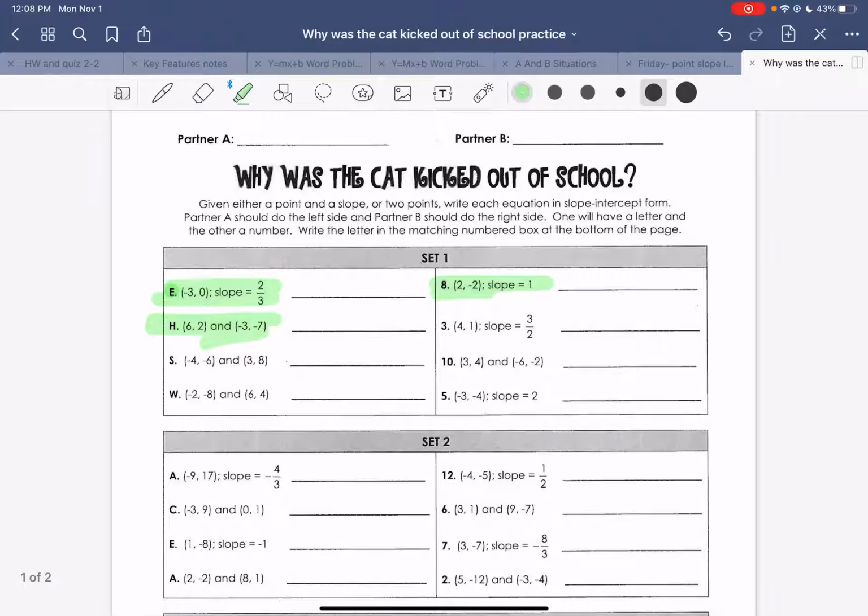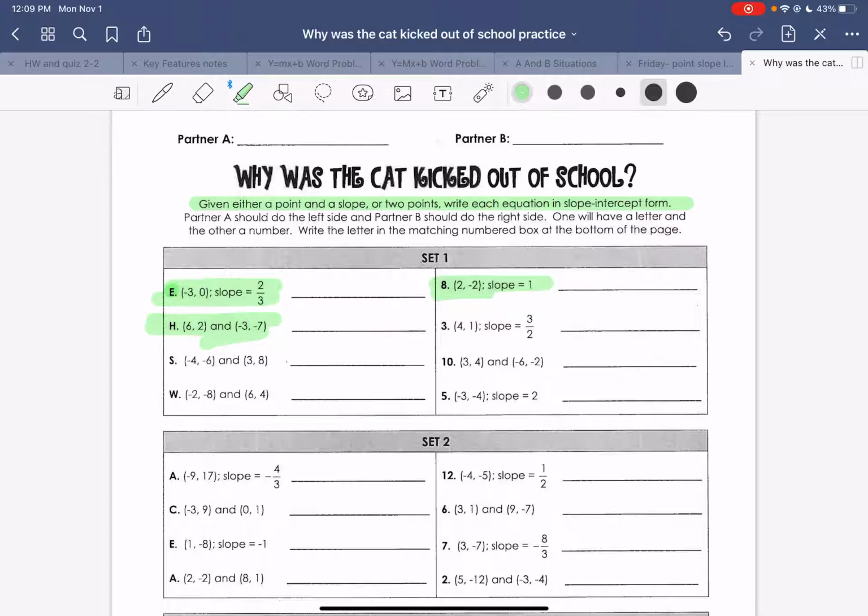So for this assignment, we're going to be working out to figure this riddle, why was the cat kicked out of school? And to get us started, we're going to do 3 examples. We're going to start with this E, with the instructions that given either a point and a slope or 2 points, write each equation in slope-intercept form.